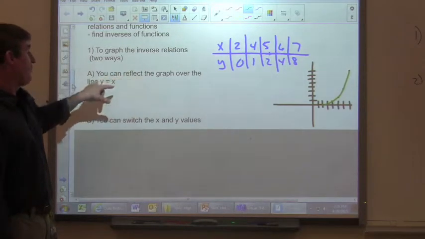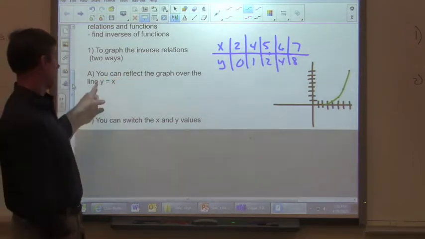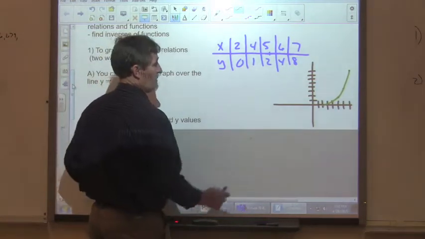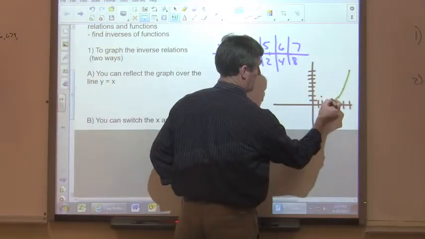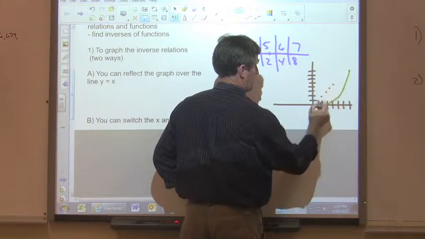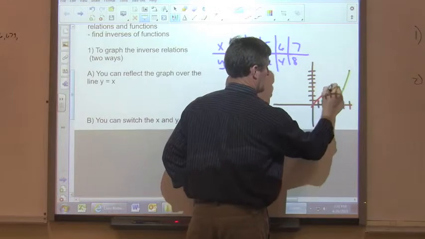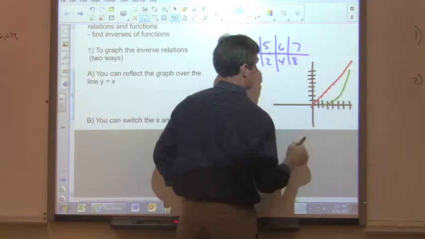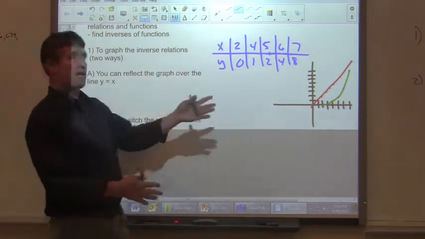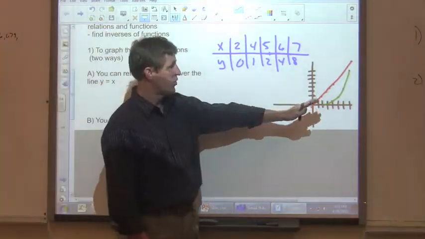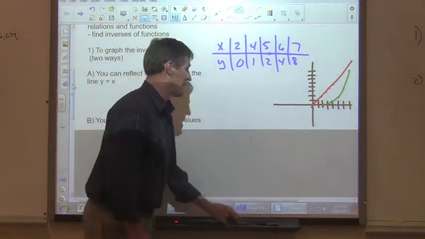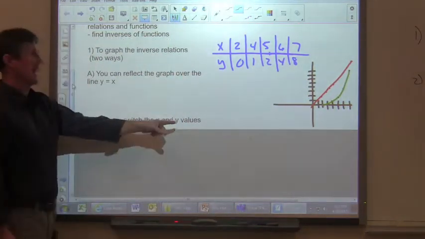You can reflect the graph over the line y equals x. Well, remember the line y equals x would be 0, 0, 1, 1, 2, 2, 3, 3, and so that would be a line that looks something to this effect. Okay? And we can reflect it over that, but you can see where the difficulty arises in this and knowing exactly what space to put that in. So an easier way to do it is you can just switch the x and y values.